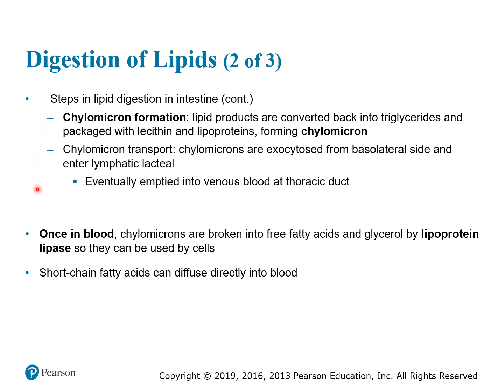It is interesting. It is a little different. So once the fats are in the blood, we are still not done. What happens? The chylomicrons are broken down into fatty acids and glycerol by lipoprotein lipase. So in the blood they are broken down by lipoprotein lipase into fatty acid and glycerol, so cells can use these. And short chain fatty acids can diffuse directly into the blood. So this is about lipids.